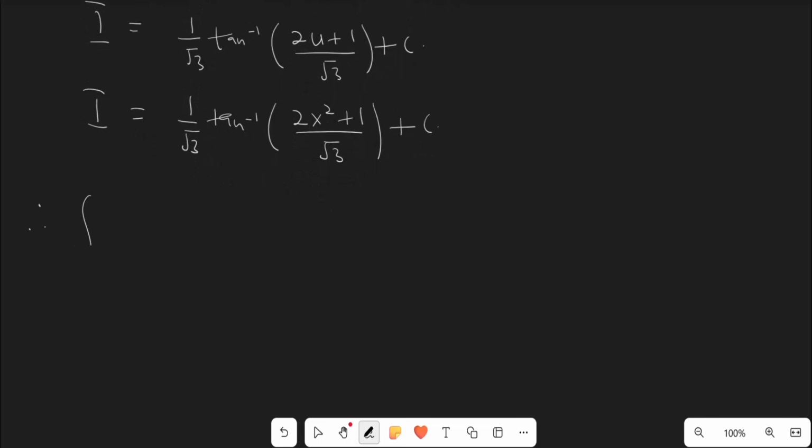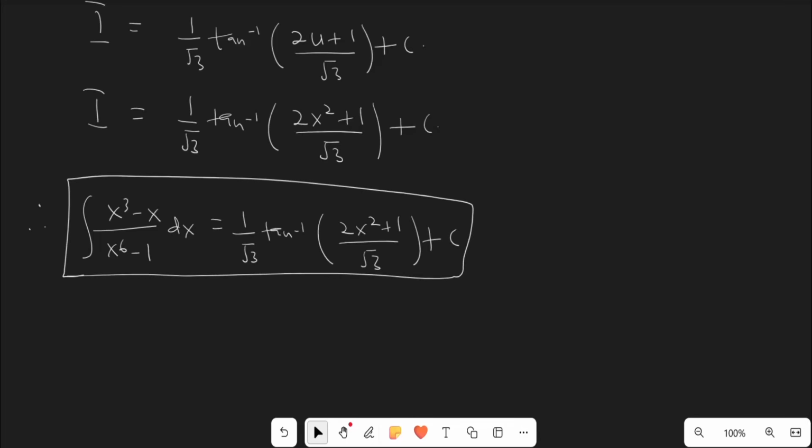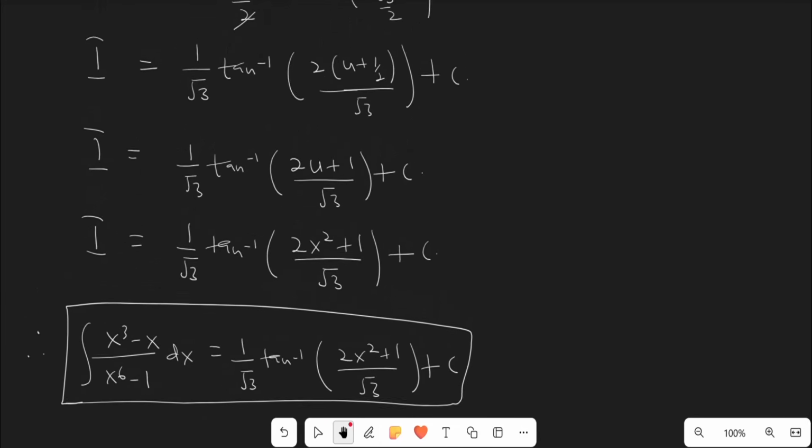Therefore, what is the integral? The integral of x to the third minus x all over x raised to the power 6 minus 1 dx evaluates to 1 all over the square root of 3 tan inverse of 2x squared plus 1 all over the square root of 3 plus the constant of integration. So this one is the value of our integral. So that is how I can solve it.